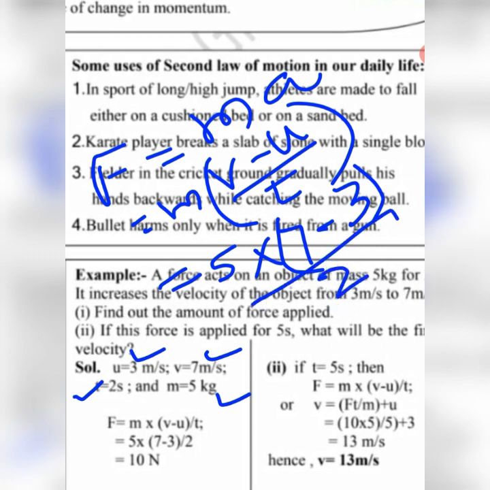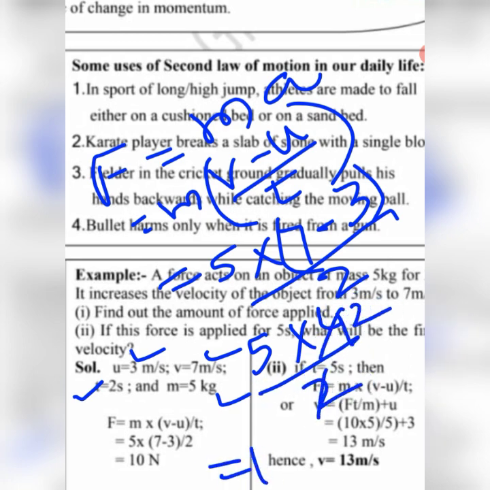So this will give you 5 into (7 minus 3) gives 4, upon 2. It cancels out, so 5 twos are 10 Newton. So in this way we have got this answer, 10 Newton. This is the force applied.